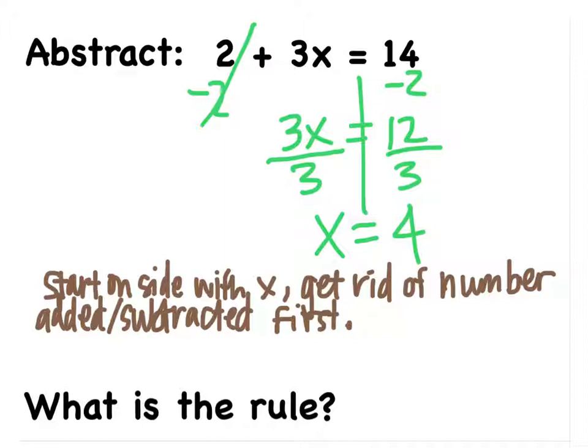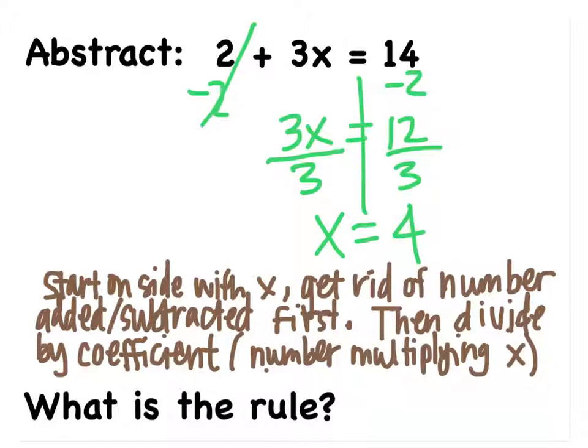Then once we've done that, we can divide by whatever number is multiplying x. Remember, we call that number in front of the variable, the one that multiplies it, the coefficient. So we could simplify by saying divide by the coefficient. So that's our rule for these types of problems.